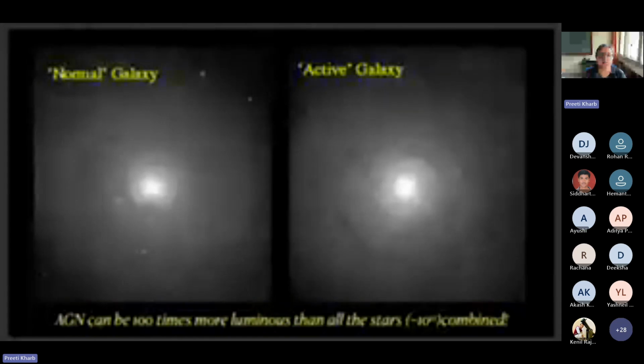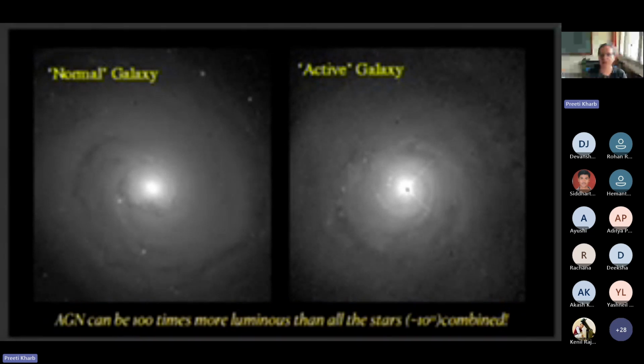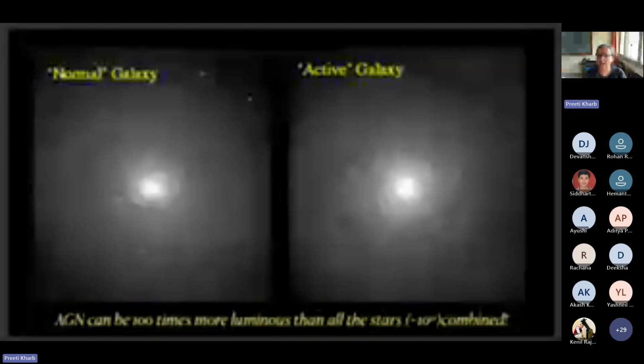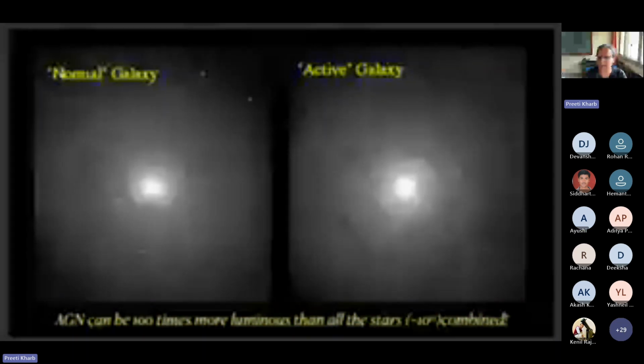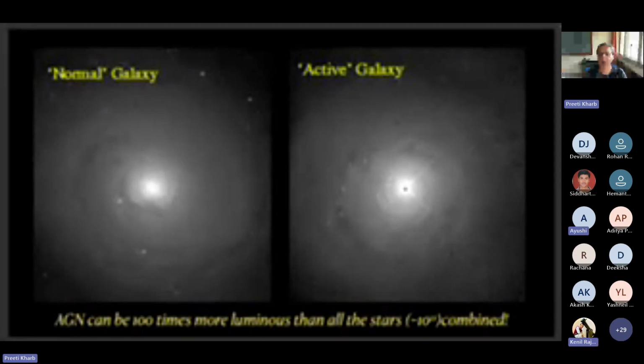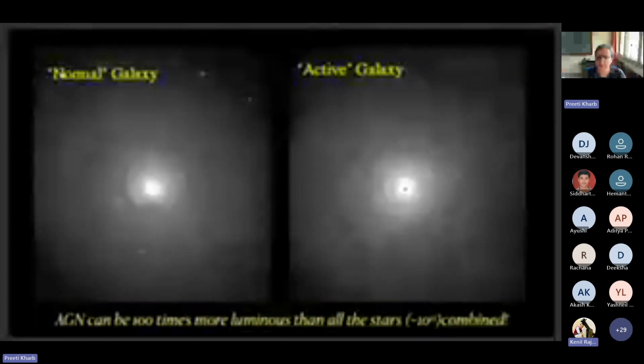Here I show two images. The one on the left is a normal spiral galaxy, a face-on galaxy where you can see dust lanes, etc., and a central brightness. But on the right side, superimposed on the central brightness is a point source, as you can see from the diffraction spikes. So there is a very bright point source in the center of this galaxy. These were the galaxies that Carl Seyfert studied in great detail.